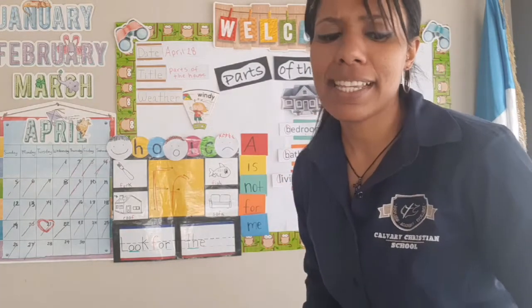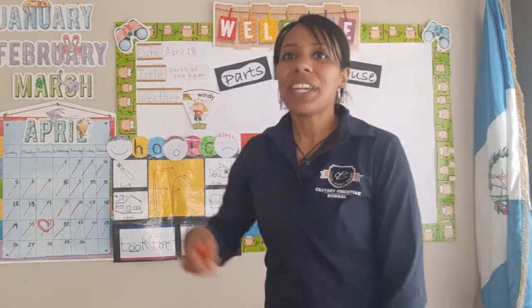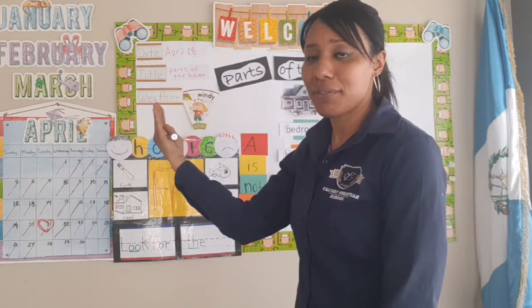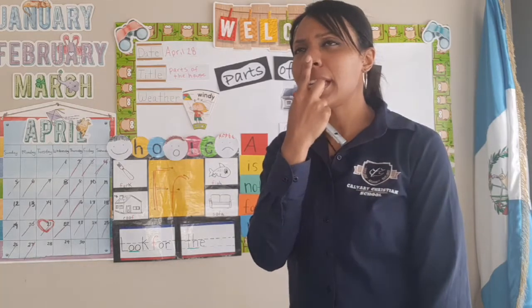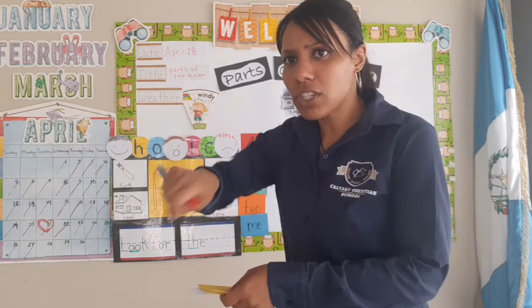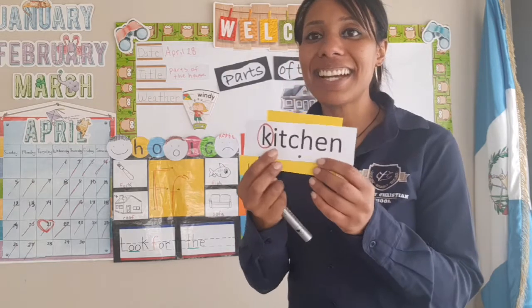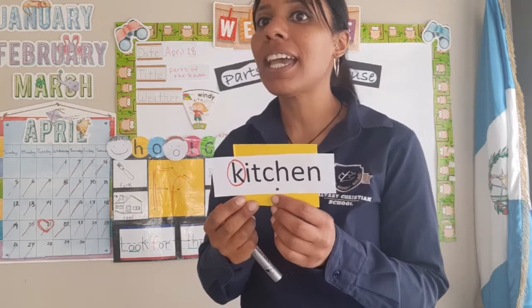Okay, and next, this is a room where we cook our food, right? When we open the refrigerator, the fridge, what else can we do? We can wash the dishes, washing the dishes. This is a kitchen, right? Say with me, kitchen.